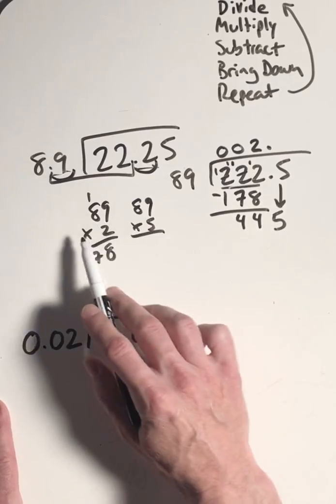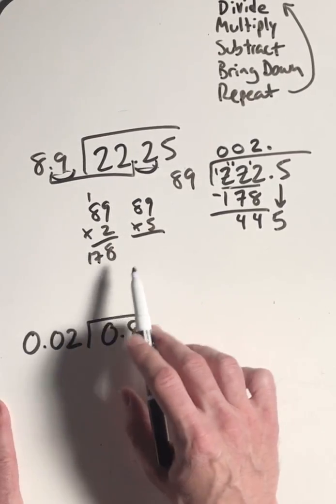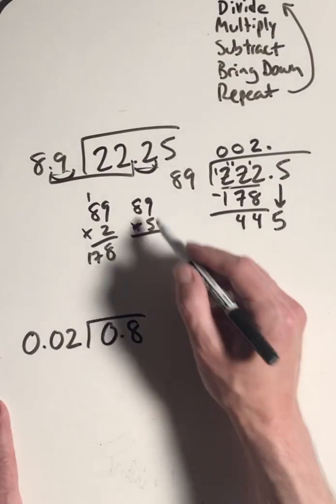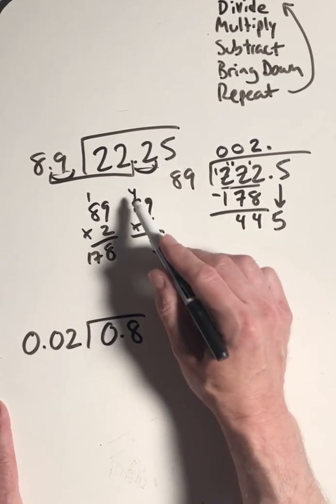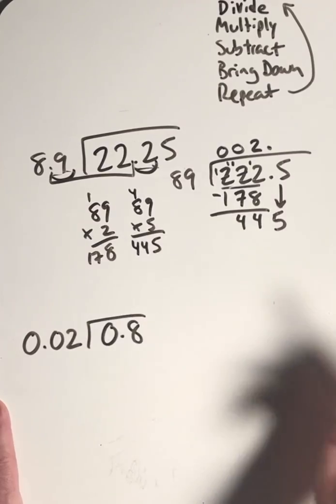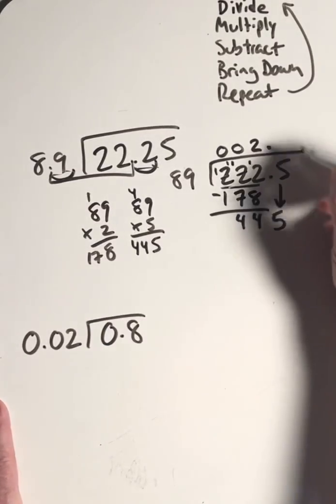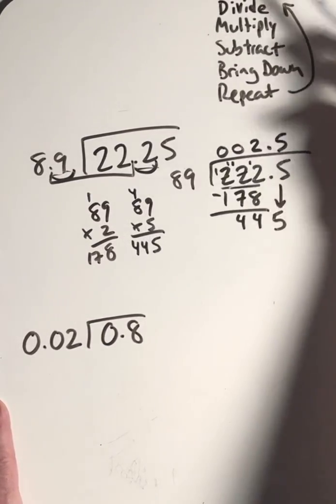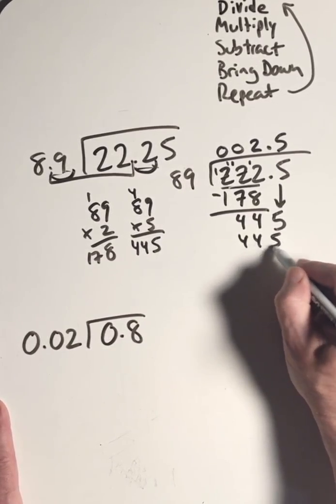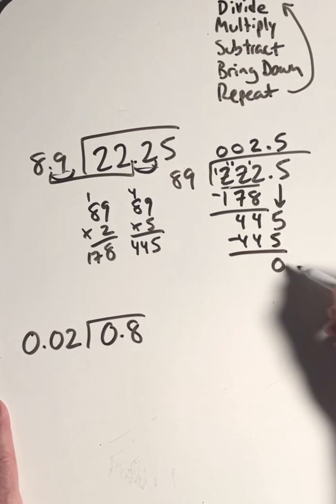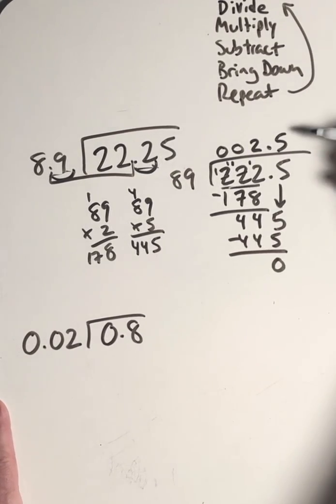89 times 5, note how I'm putting these next to each other to keep these organized instead of all over the place. 9 times 5 is 45, 8 times 5 is 40, plus 4 is 445, so this is going to work. So this would be 5, and then I would multiply 89 times 5, 445. When I subtract, I get a 0. There's nothing left to bring down, so I know that this is correct.